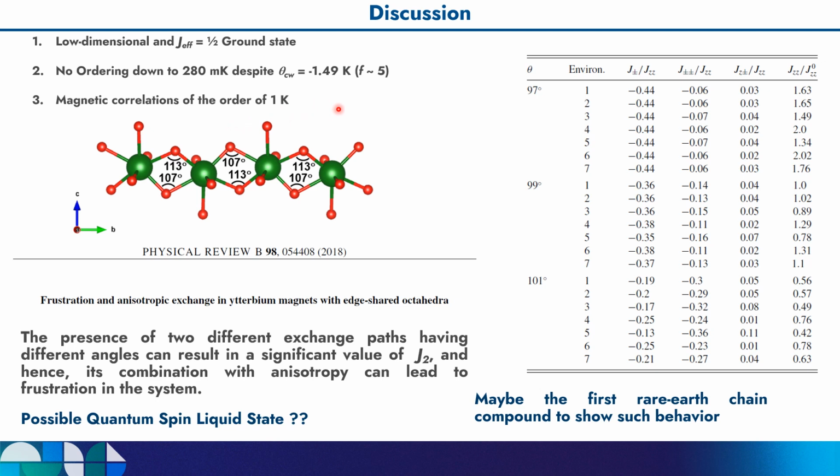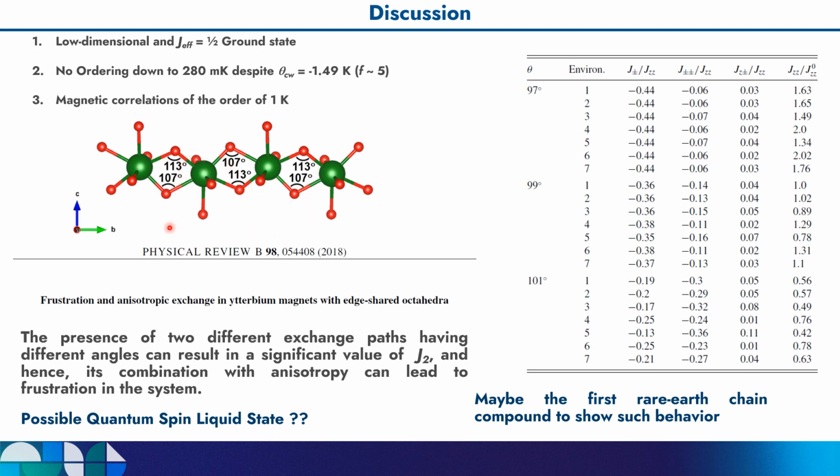Now, as I told earlier, this is a one-dimensional chain compound also based on a 4f system, 4f ion Yb3+ ion. So we may not have J2 that much significant. Then what is the driving force behind such kind of correlated state? So one possibility is the presence of different exchange interactions between nearest neighbor Yb ions. You can see there are two different angles, 107 degree and 113 degree, and those are also alternating.